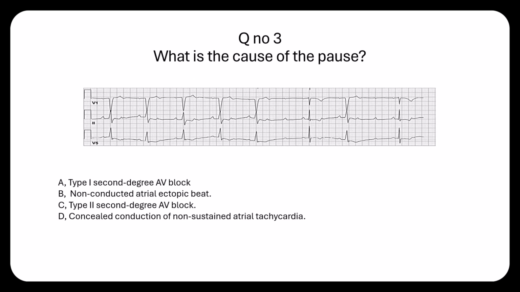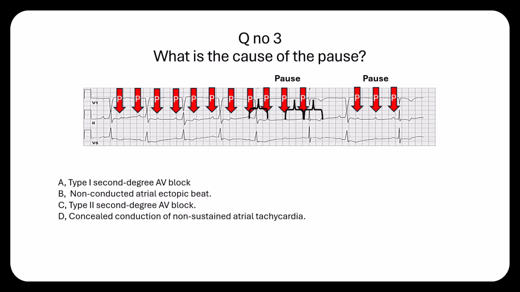Question number 3. 2 pauses are documented in this rhythm strip. P waves can be mapped, and using a P2P interval caliper, we can go forward and backward to identify atrial rhythm to be regular at a rate of 110 beats per minute. Regular atrial rhythm rules out option B. Similarly, the rhythm is regular and sustained throughout the rhythm strip, which rules out option D, concealed conduction of non-sustained atrial tachycardia.